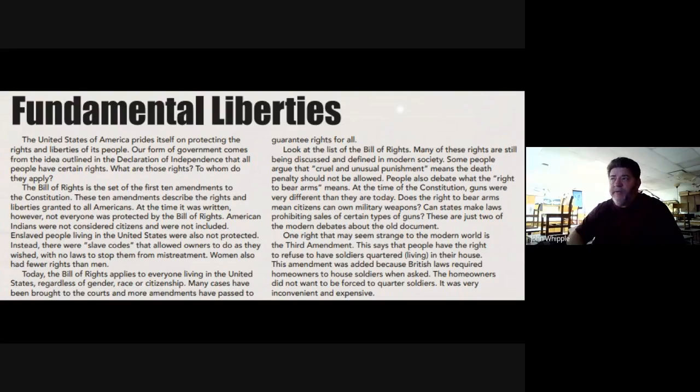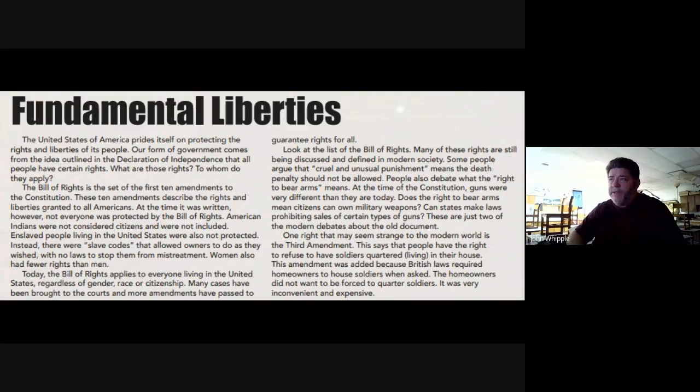The United States of America prides itself on protecting the rights and liberties of its people. Our form of government comes from the idea outlined in the Declaration of Independence that all people have certain rights. What are those rights? To whom do they apply?